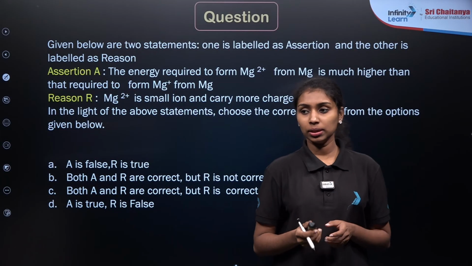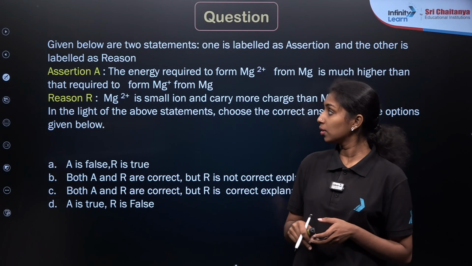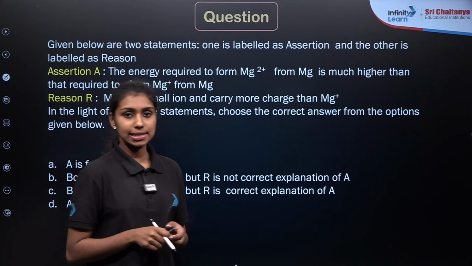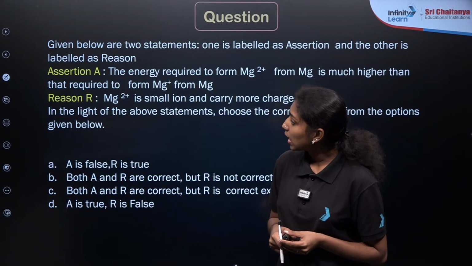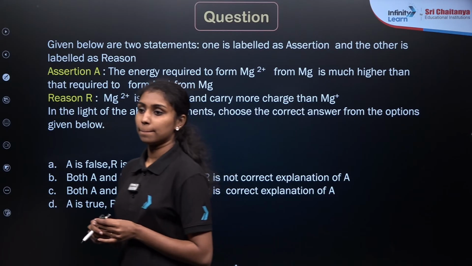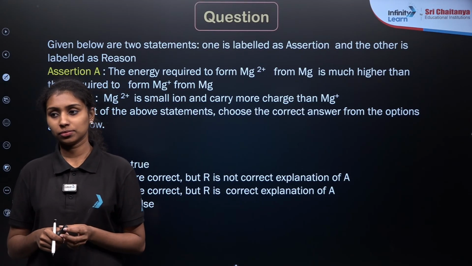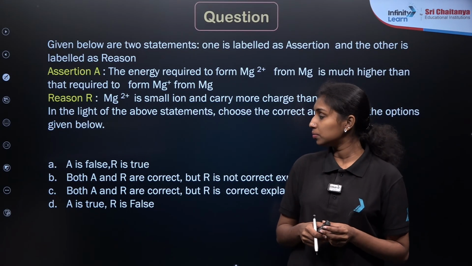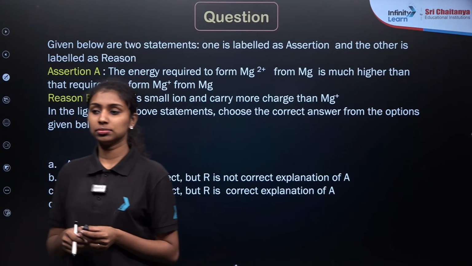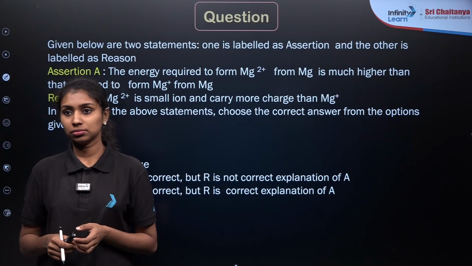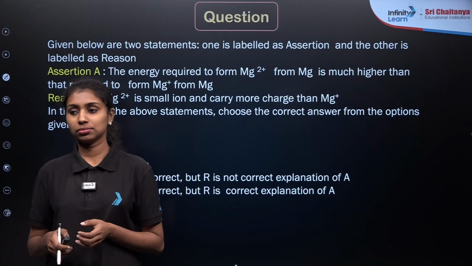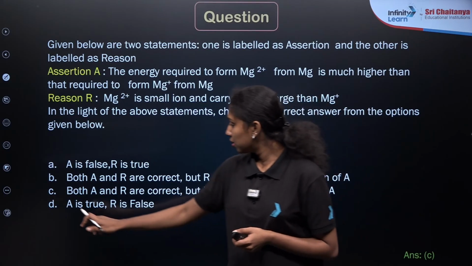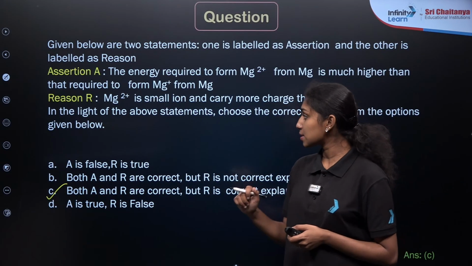Now we are moving to our next question. This is an assertion reason type question based on the ionization enthalpy concept. You need to identify whether the assertion and reason are true or false and whether the reason is the correct explanation or not. So option C is the correct answer. Both assertion and reason are true and R is the correct explanation of A, right?